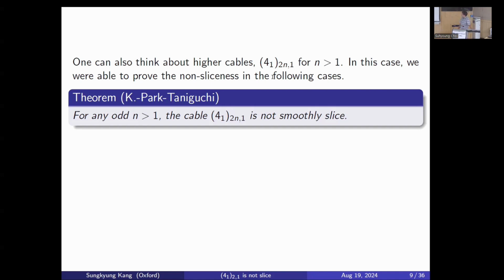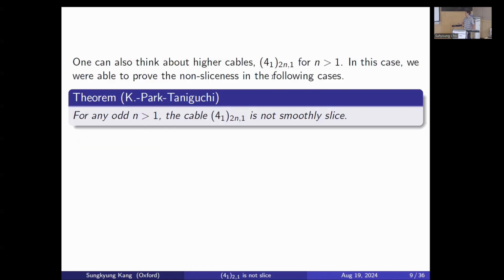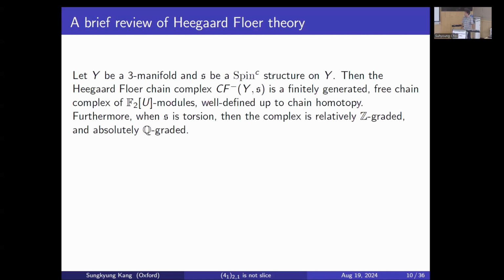We weren't able to prove that it is infinite order. We also were not able to prove this in very large generality, but at least for the figure 8 case, we were able to prove this. Its proof is completely different from the 2,1 cable case, and it will be the main topic in tomorrow's talk. For today, we'll discuss only how to prove that the 2,1 cable is not smoothly slice.